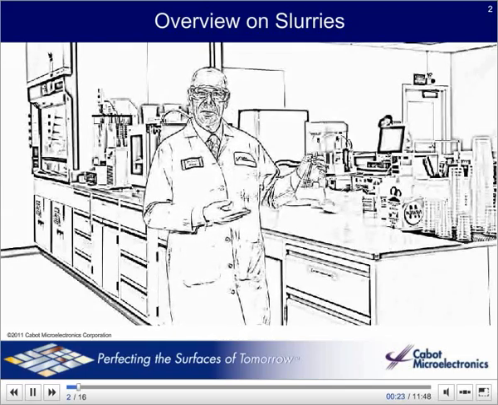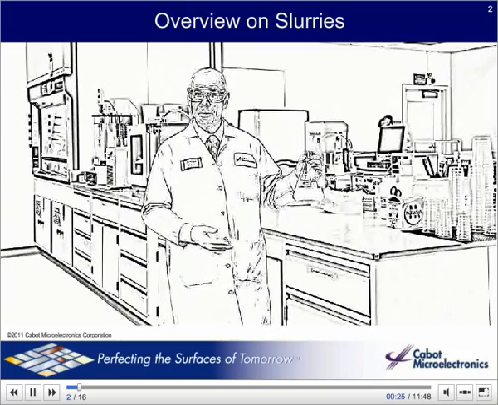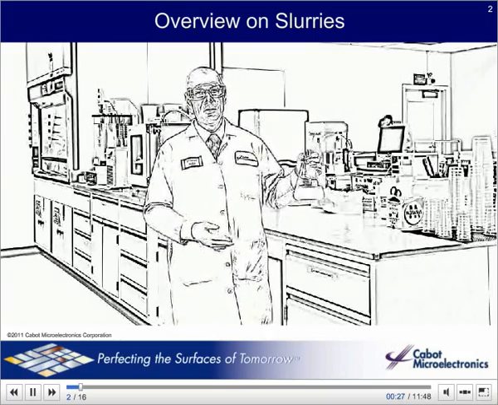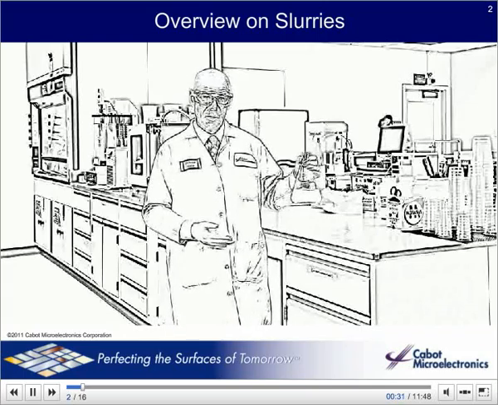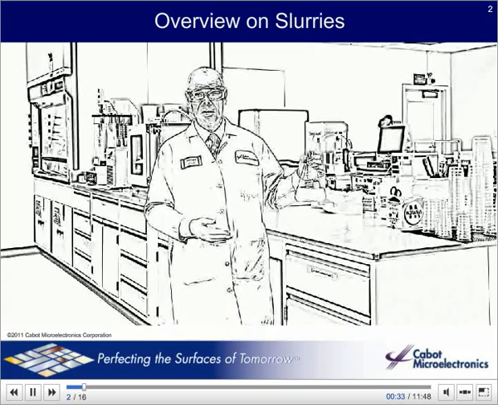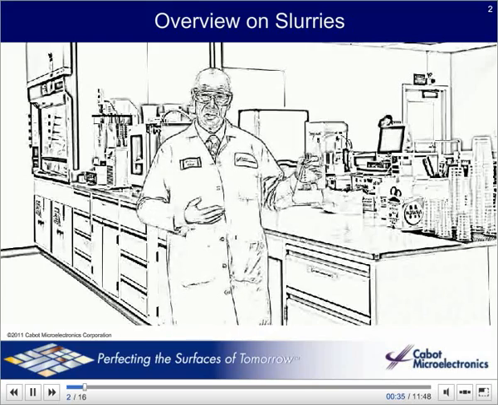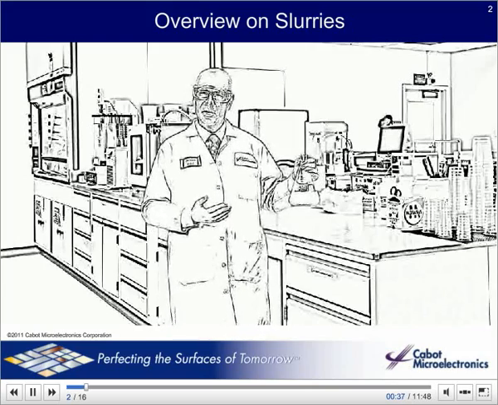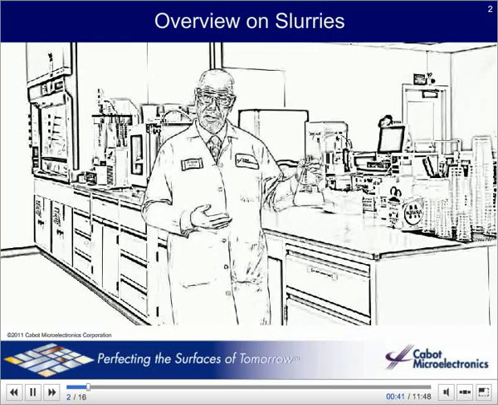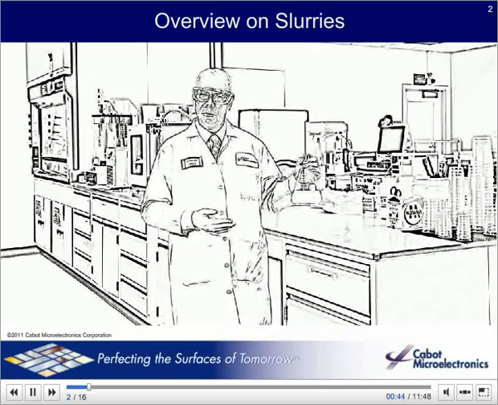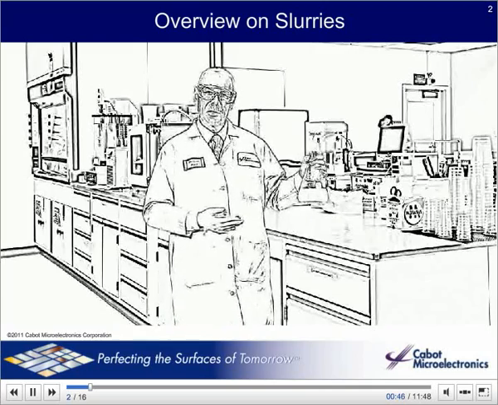Slurries are water-based solutions that contain proprietary chemicals and abrasive nanoparticles. They are used in the manufacturing process of semiconductors and other electronic devices. Slurry abrasives are typically made up of silica, ceria, or alumina particles that are blended with other chemicals specially formulated for each different polishing application. Slurries are a fundamental component in the CMP process.